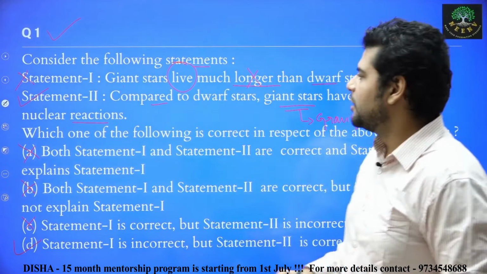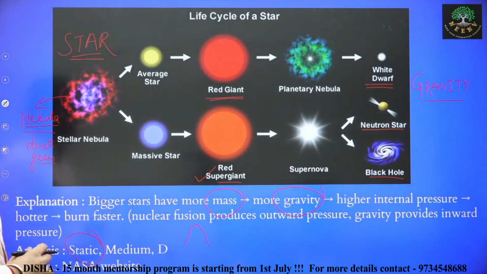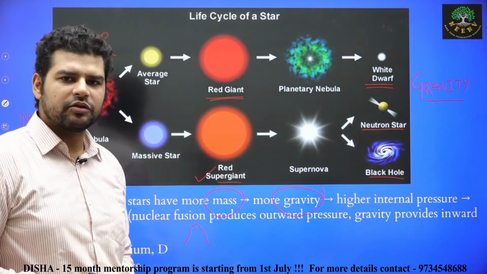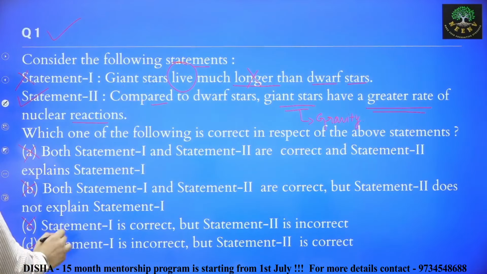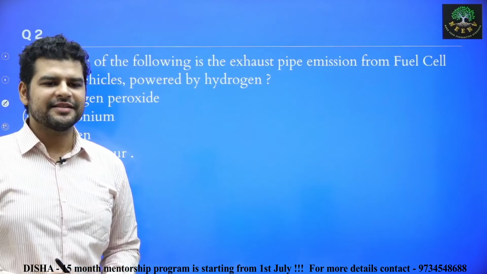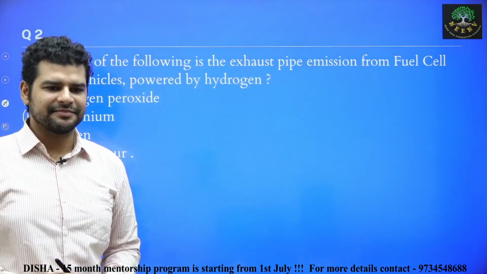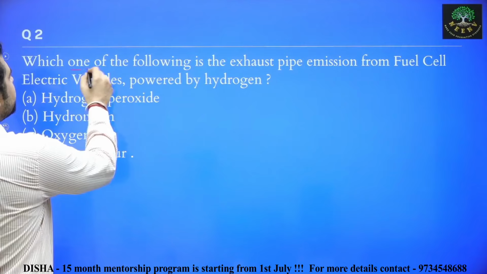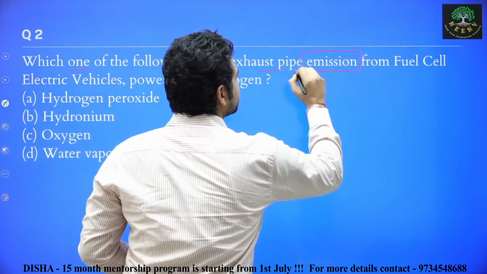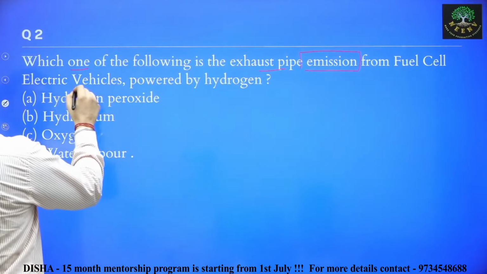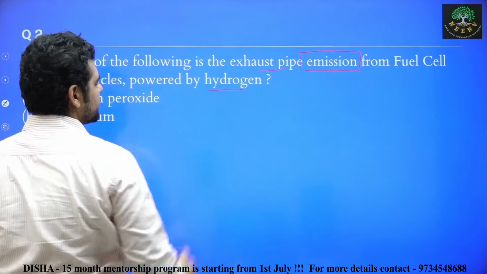All right. The analysis part of this question says that this is purely static and difficulty is medium because it's not an easy question. And the answer we have already discussed, which is D, right? Let us see the second question. In the second question, it says: which one of the following is the exhaust pipe emission from a fuel cell electric vehicle powered by hydrogen?